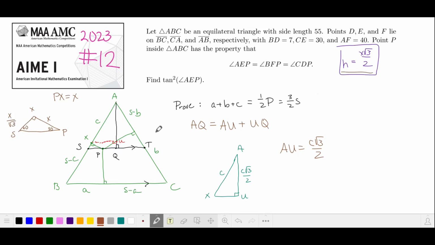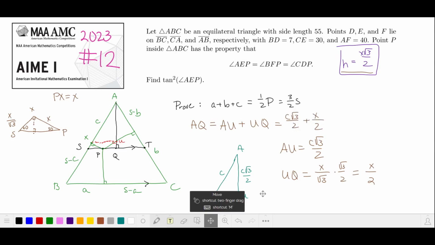We'll use our formula here to find the height of this triangle to the hypotenuse, SP. It's the length of the shorter leg multiplied by root 3 over 2. So we're going to take the length of our shorter leg, x over the square root of 3, multiply that by root 3 over 2. So the distance from U to Q is x over 2. And the distance from A to Q is c root 3 over 2 plus x over 2.